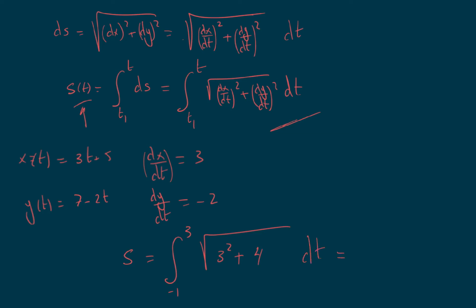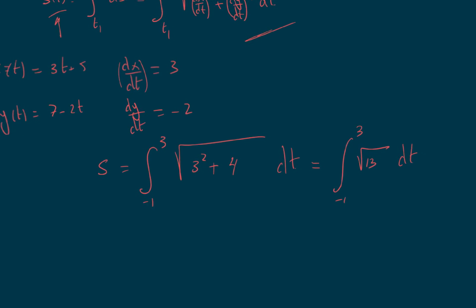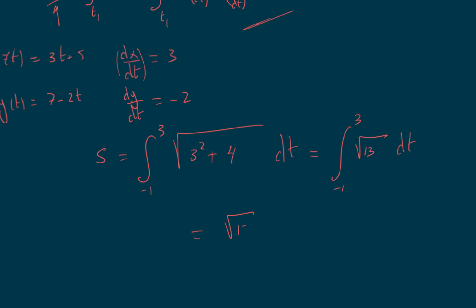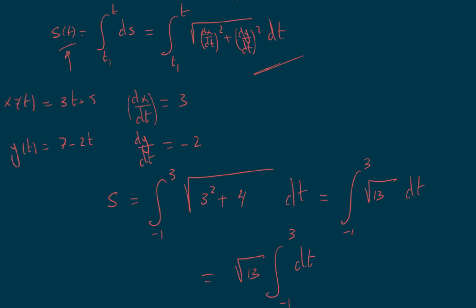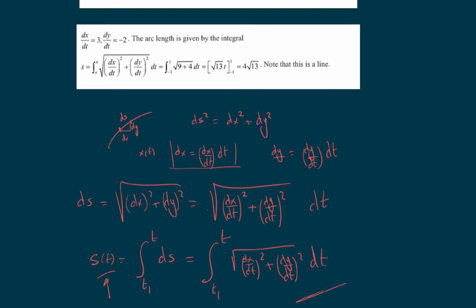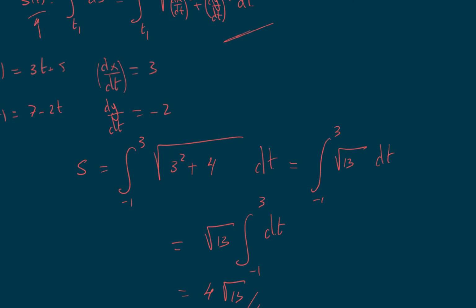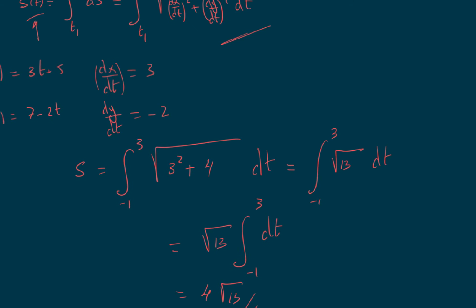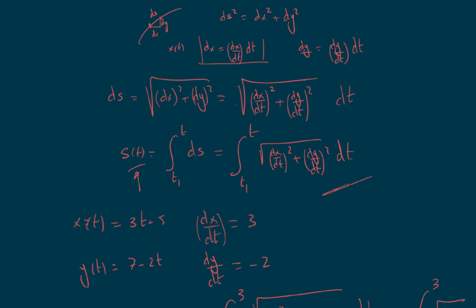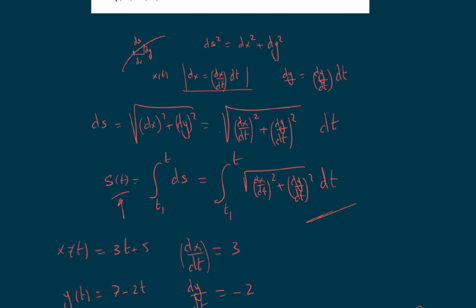So this is the integral from minus 1 to 3 of the square root of 9 plus 4, 13, dt, so it will be equal to the square root of 13 times the integral from minus 1 to 3 of dt, which is 4, so it's 4 times the square root of 13, and this is the arc length of this parametric equation. 4 times the square root of 13 is correct. Okay, and this is how the problem is solved. So try to analyze how I derive this equation for the s of t.